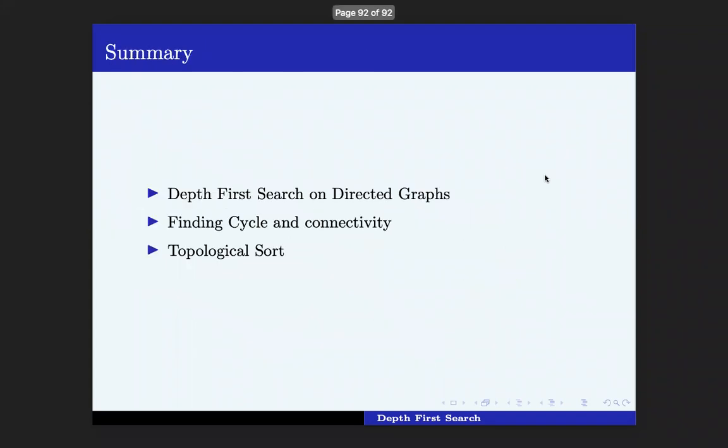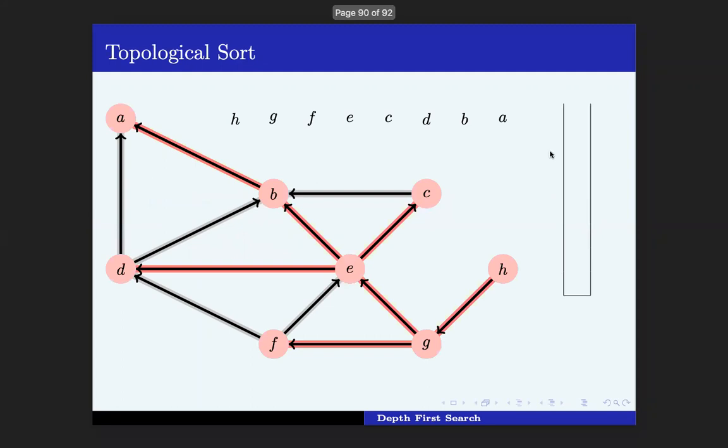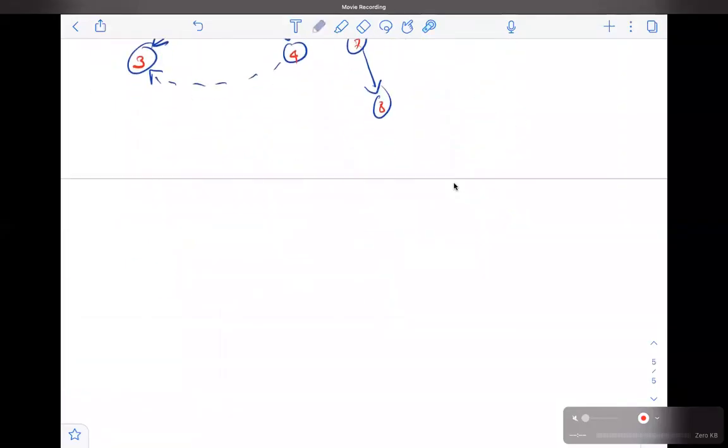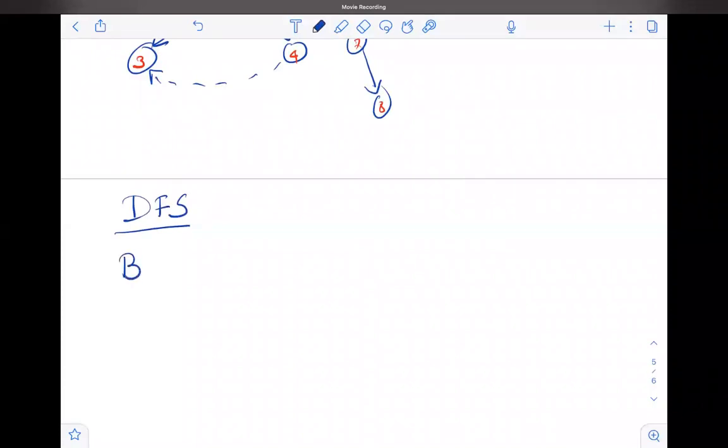Okay, so this will give you a topological sort, and that is a very powerful application of this DFS technique. Now, DFS is one particular way of doing a traversal. Okay, and we have seen it just now. There's another way of doing a traversal. I will not do it formally today. I will do it later on. But this is called breadth first search.